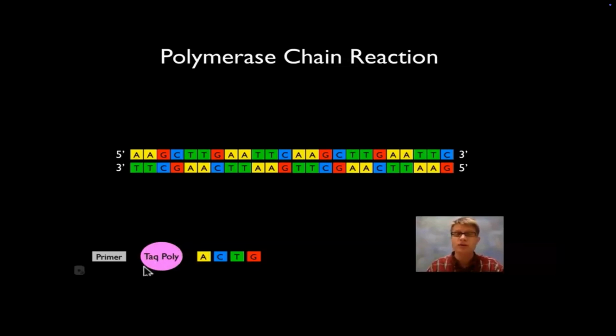Now, where's Taq polymerase from? Remember, it's that bacteria. Because in the PCR, we're going to heat this up really hot. What else do we need? We need nucleotides, so we need new letters. And so let's check this out.